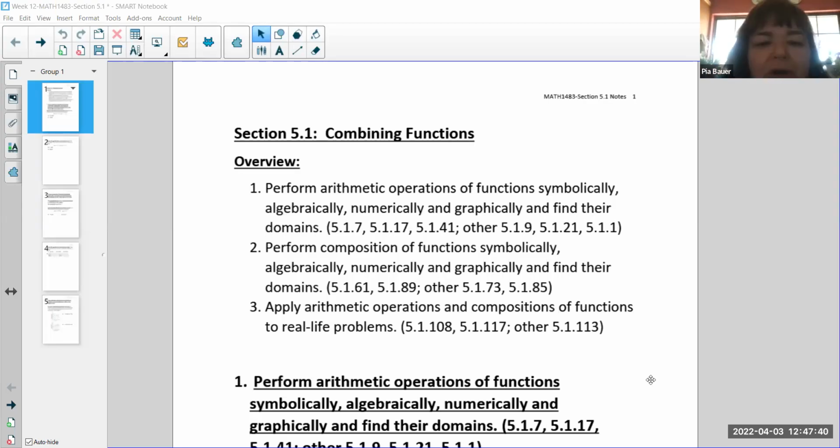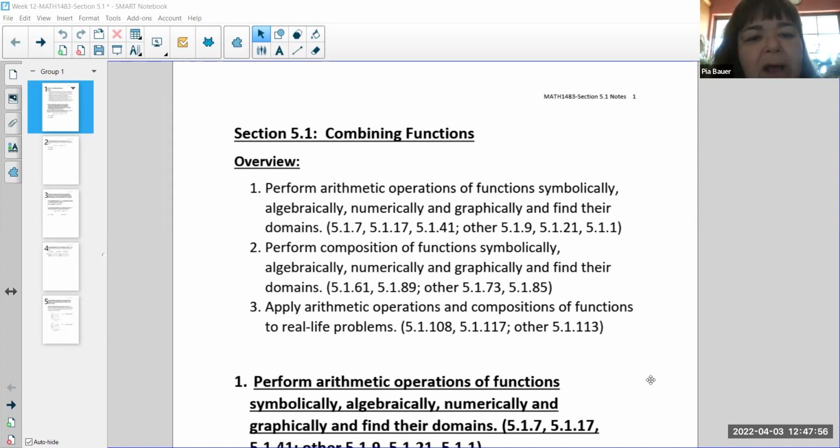Hello, this is week 12 of the semester, and this week we're concentrating mainly on section 5.1. And section 5.1 is one of those few sections in this course that is very computational. There's very little calculator work per se. There may be some numerical calculations, but there's no work on the calculator.